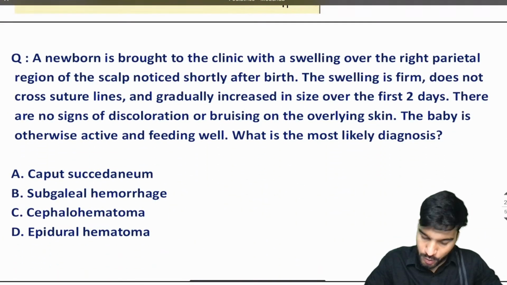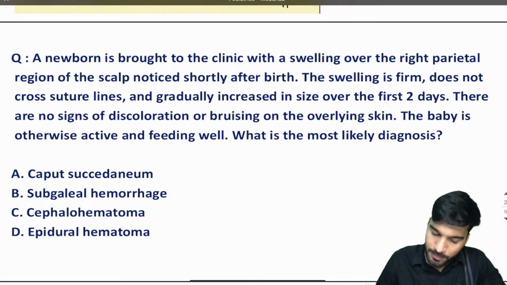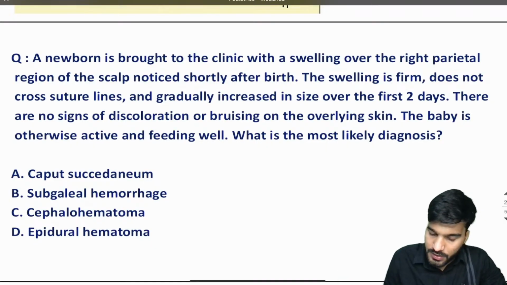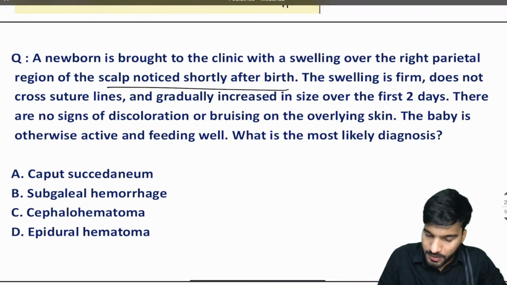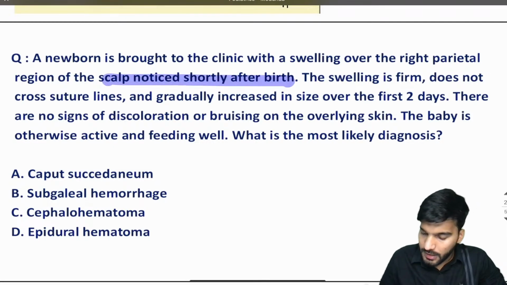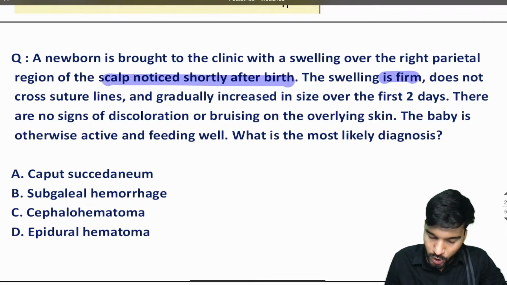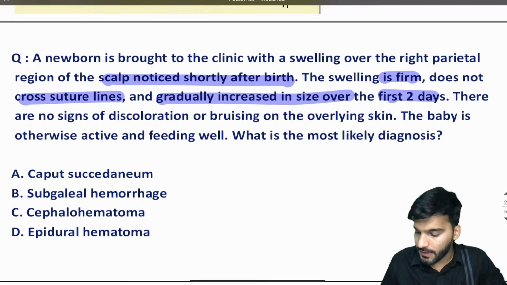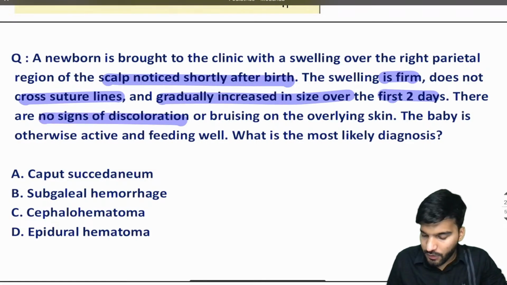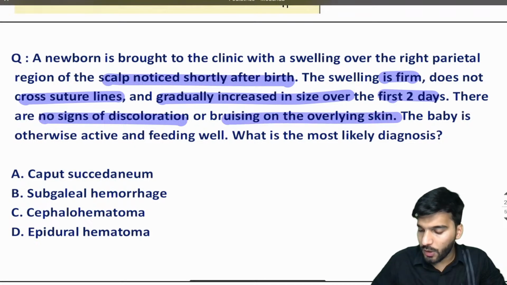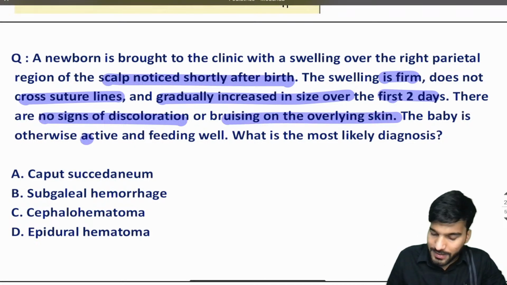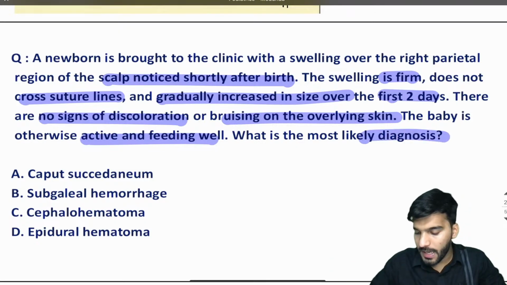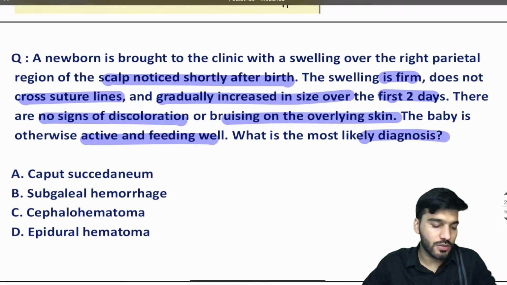A newborn is brought to the clinic with a swelling over the right parietal region of the scalp, which is noticed shortly after the birth. The swelling is firm, does not cross suture lines. It has gradually increased in size over the first 2 days. There are no signs of discoloration or bruising on the overlying skin. The baby is otherwise active and feeding well. What is the most likely diagnosis?